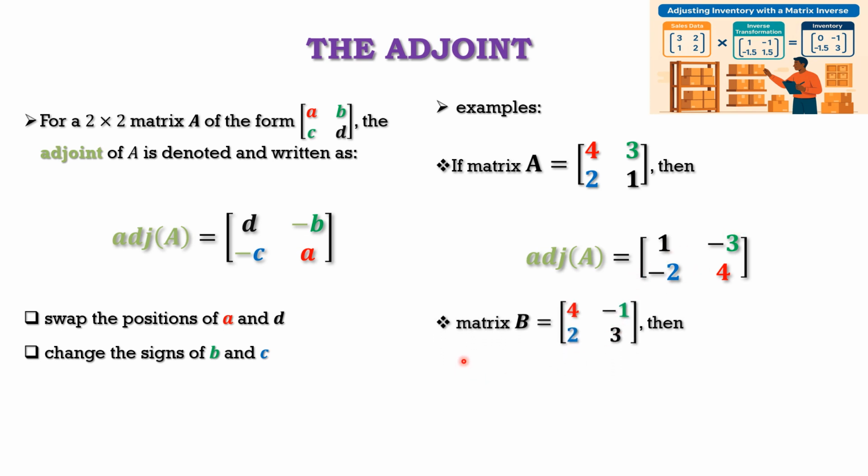So here, if you want to find matrix B, what is the adjoint of matrix B equal to 4, -1, 2, 3? You have to pause the video and try this for yourself. When you do that, your answer will be the adjoint of B equal to 3, 1, -2, and 4. So that is how we find the adjoint of 2 by 2 matrix.